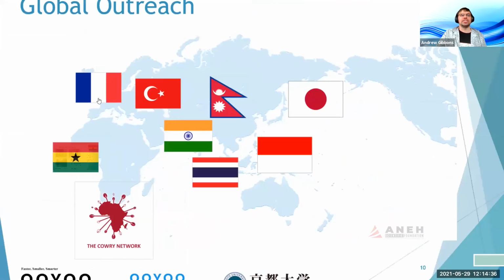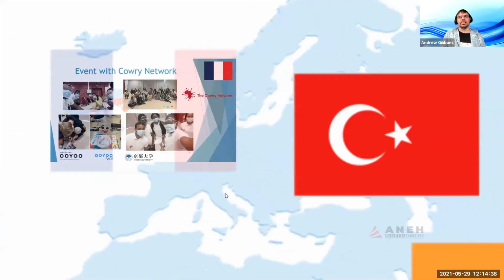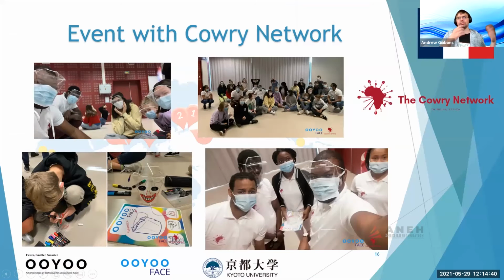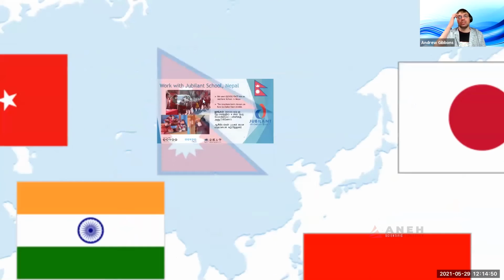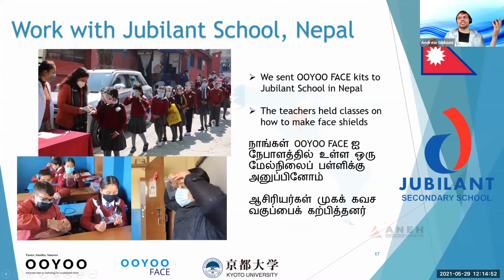They also arranged some events in France. They went to some schools in France to show the children how to make the OOYOO face shield. And we also arranged a school in Nepal. We sent some OOYOO Face kits to Jubilant School in Nepal. Then I held a workshop with the teachers over Zoom to show them how to make it, and they in turn showed the children how to make them.